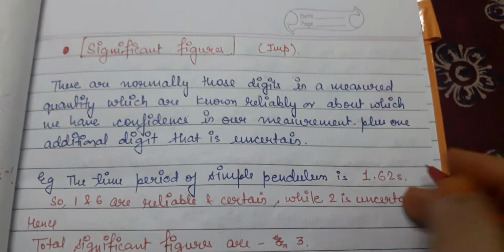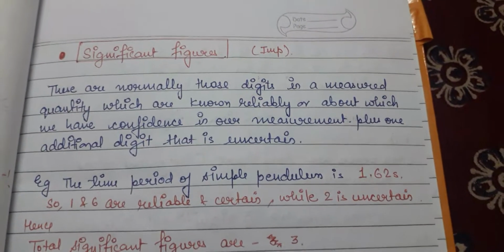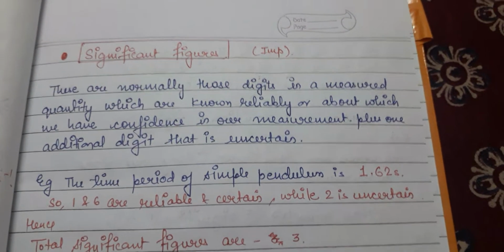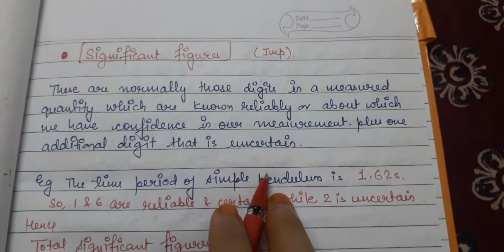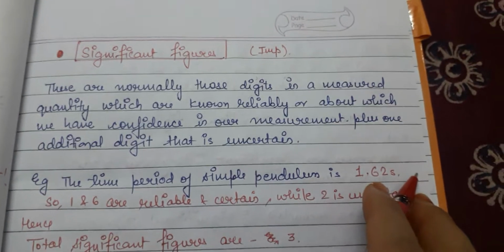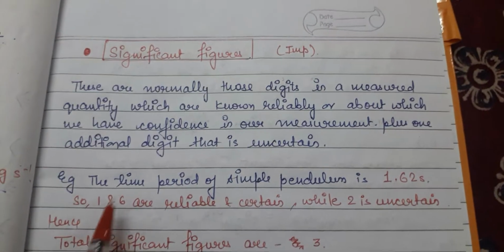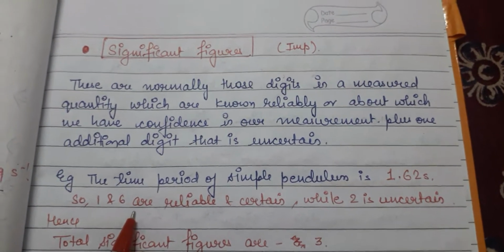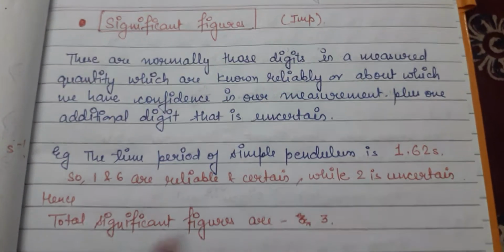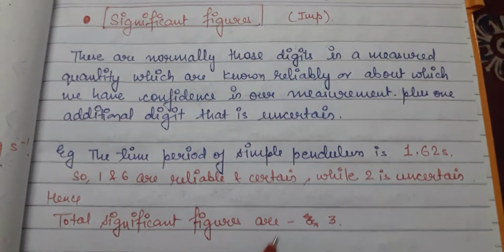It is like that. Okay, so the total number of significant figures in any decimal form is, first of all, the non-zero digits plus one uncertain digit. So here 1 and 6 are reliable, which we are confident are certain, and 2 is uncertain. Hence the total significant figures are 3.